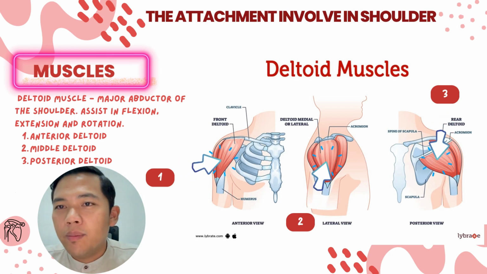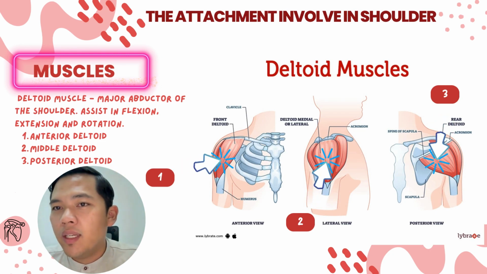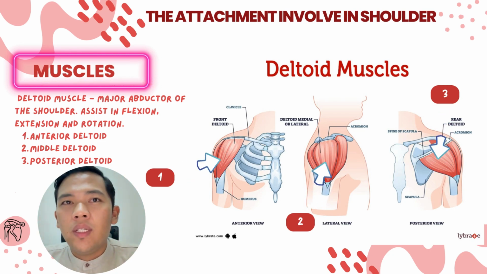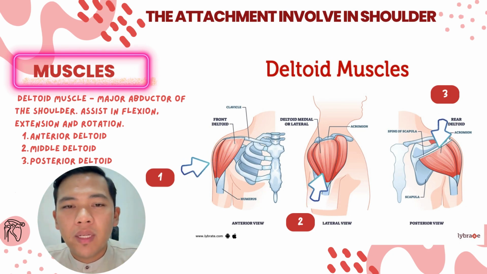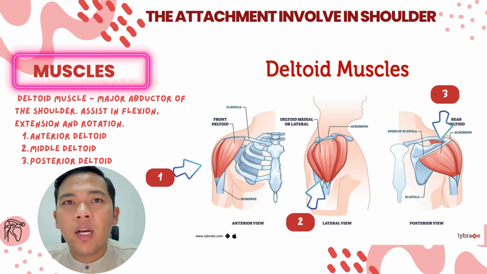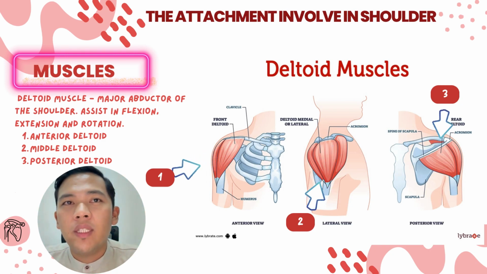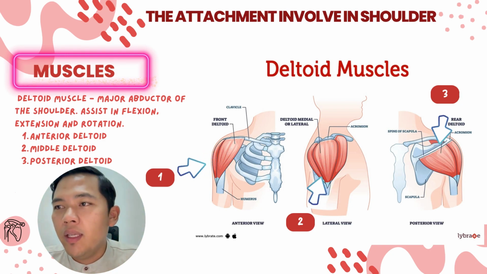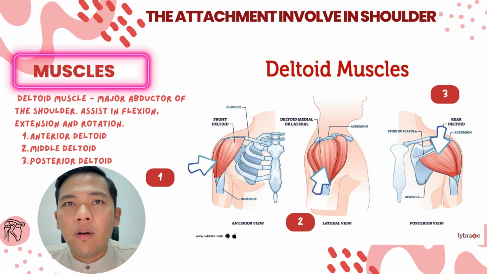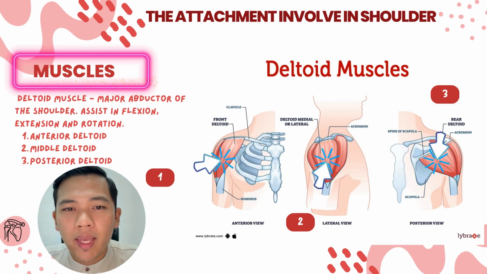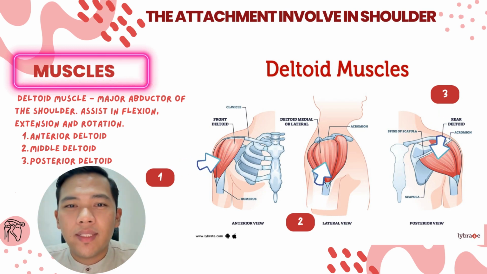The next is the middle deltoid, number two. It is positioned on the side, and it is the primary muscle for shoulder abduction, which is lifting the arm to the side. Lastly is the posterior deltoid, number three. The posterior deltoid is found at the back, and it aids in shoulder extension, which is moving the arm backward, and external rotation.